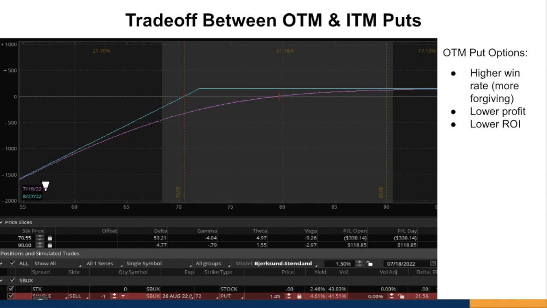Okay, so let's take a look at the profit and loss graph for each of the put options. We will see that there is some trade-off between them. This is the out of the money put option. You can see this is the 72 strike, and we'll be receiving $1.45 for it.